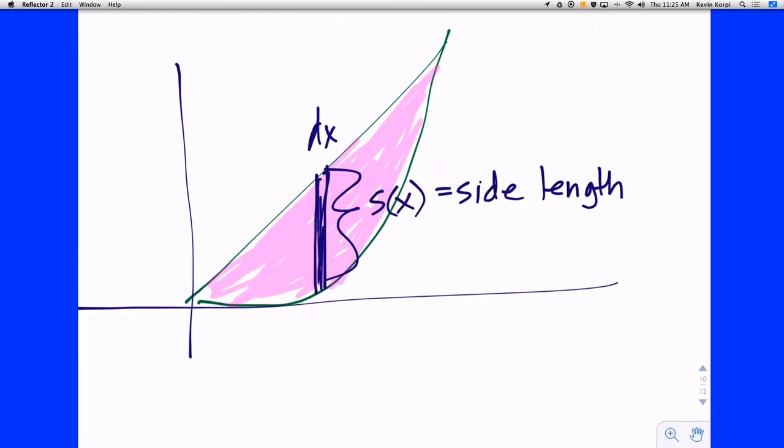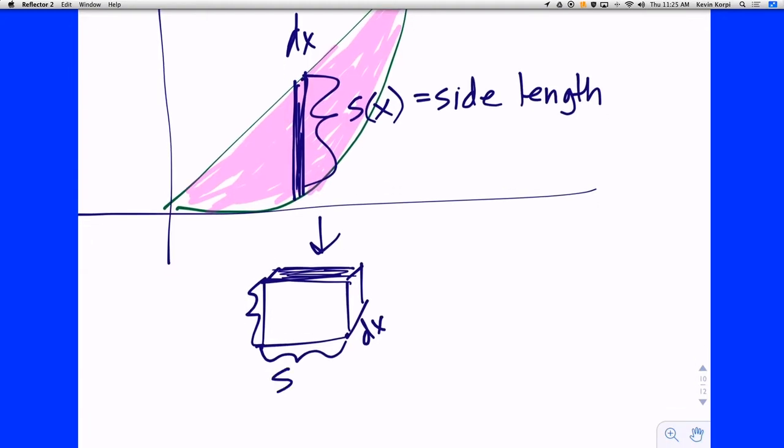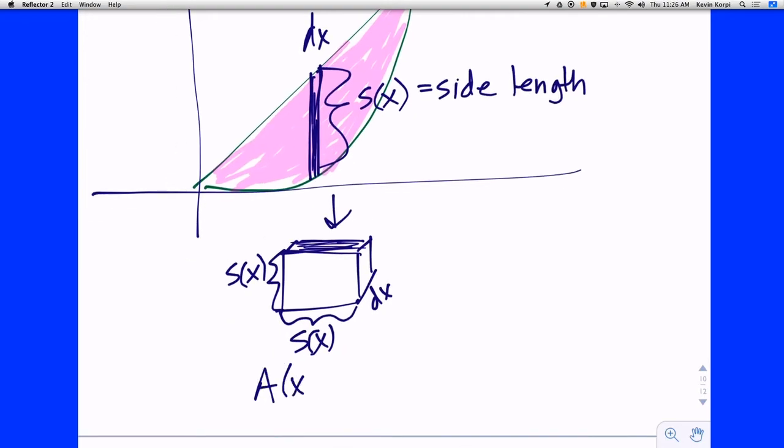Because here's what it would be if I used squares. Let's say I was using squares. What I'm staring at from above is this right here, and the thickness of that slice is dx. Provided I can find the area of the face, I'll have it. Well, that's going to be s of x on the bottom and s of x on the side. So the area as a function of x is just going to be s of x times s of x, or s squared of x.